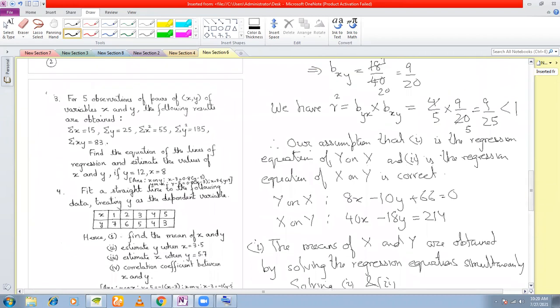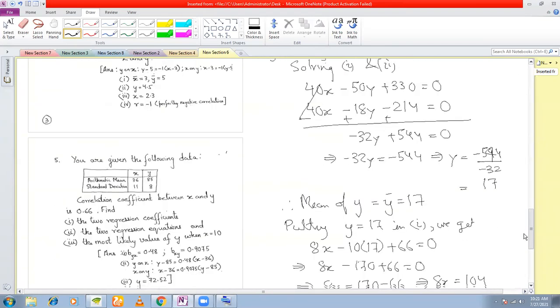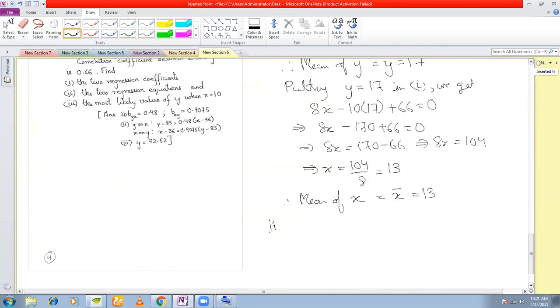Yes, our assumption that 1 is the regression equation of y on x and 2 is the regression equation of x on y is correct. So that means, what are the values here? Regression coefficient of y on x is 4 by 5. We'll write it here. Byx is equal to 4 by 5 as shown above. And bxy, how much have we got? Bxy, we've got it as 9 by 20 as shown above.